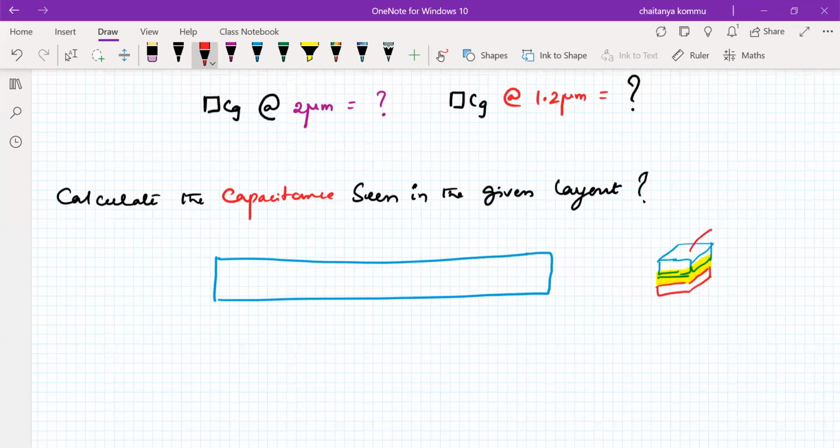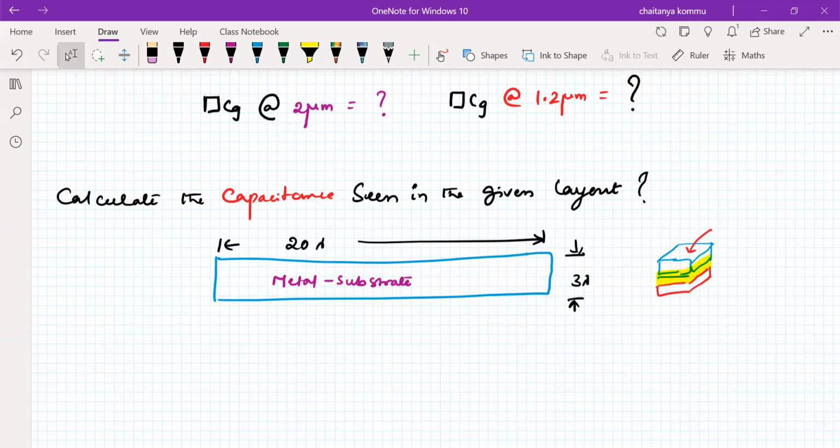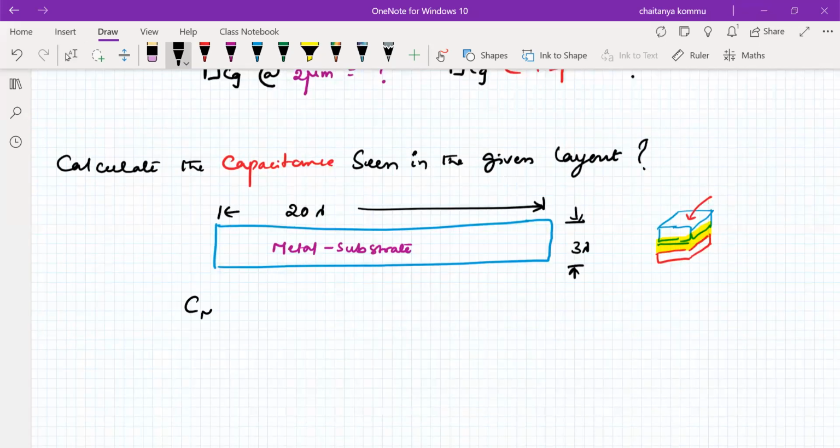This is the top plate I'm showing here. This may be a metal, for example. Let us consider it is a metal, and the substrate below it. Its length is, for example, 20 lambda, and its width is 3 lambda. Now, what is the metal to substrate capacitance at 5 micron technology?